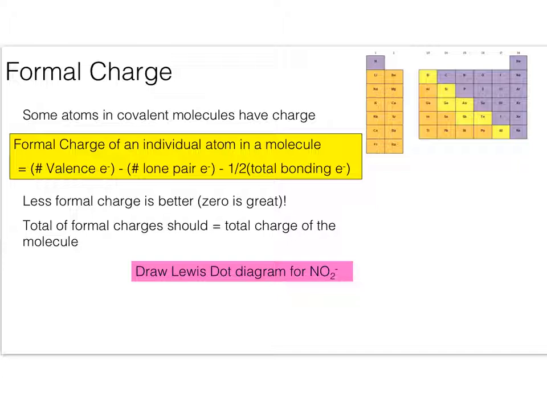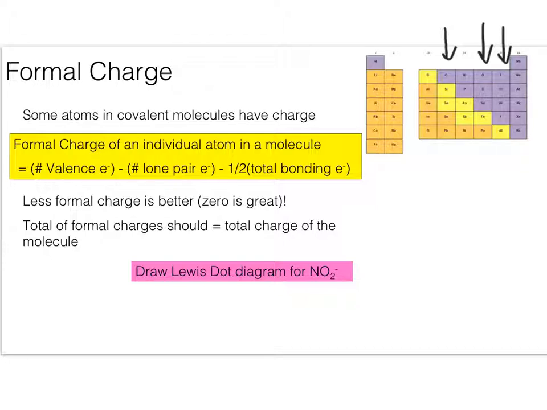And so when you're calculating formal charge, what you're going to do is look at an atom in a molecule. You're going to count up the valence electrons that that atom would normally have. So for instance, oxygen normally has 6, fluorine normally has 7, boron normally has 4, carbon normally has 4. You're going to subtract the number of lone pair electrons on it from that, and then you're going to subtract half of the total bonding electrons, because typically you only give 1 electron when you're forming a bond.